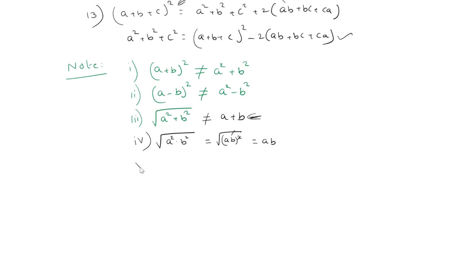Keep it in mind. Now the sixth one: square root of (a square minus b square) is obviously not equal to a minus b. Why? Because of the same logic. This does not happen for plus as well as minus; it happens only for multiplication.